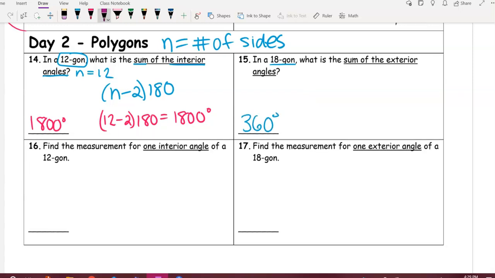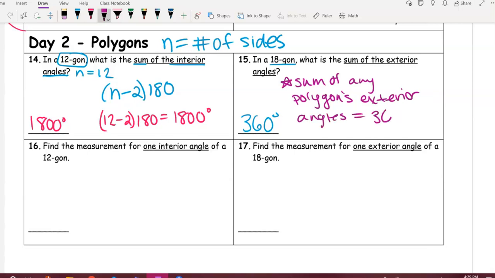So I'll make a little note here. That's supposed to be a star. That's a really ugly star. Sum of any polygon's exterior angles equals 360. It's probably going to be a trick question on the test. It'll tell you other degree measurements, and you'll have to remember that that is going to be 360 every time.